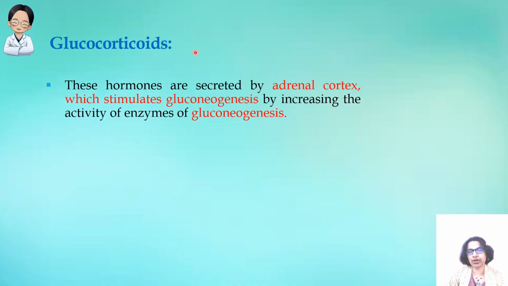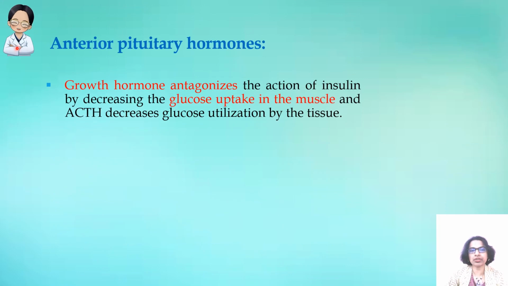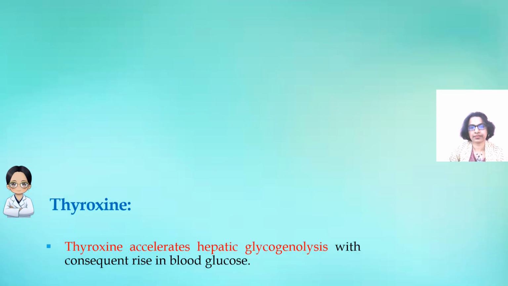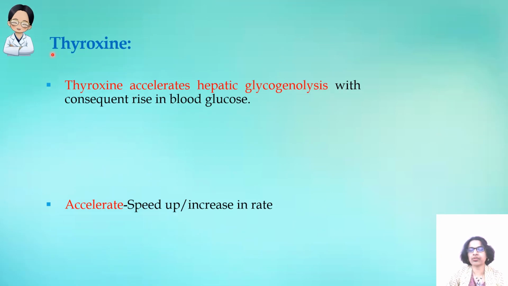Then the other hormones are glucocorticoids. These hormones are secreted by the adrenal cortex and stimulate gluconeogenesis by increasing the activity of the enzymes of gluconeogenesis. Then another one is the anterior pituitary hormone. Growth hormone antagonizes the action of insulin by decreasing the glucose uptake in the muscle, and STH decreases glucose utilization by the tissues. Then thyroxine. How does thyroxine play a role here? Thyroxine accelerates hepatic glycogenolysis with the consequent rise in blood glucose.